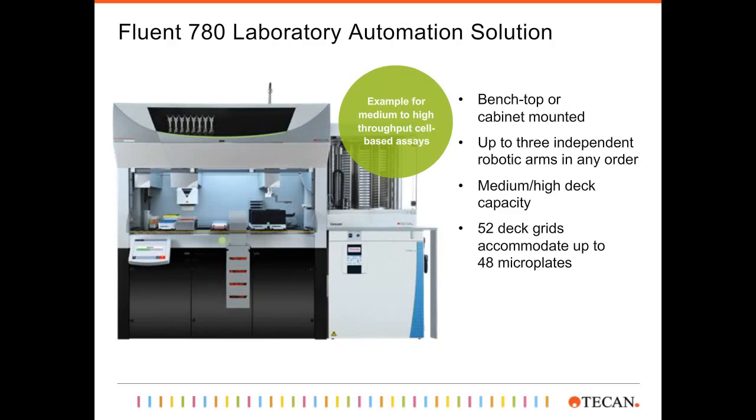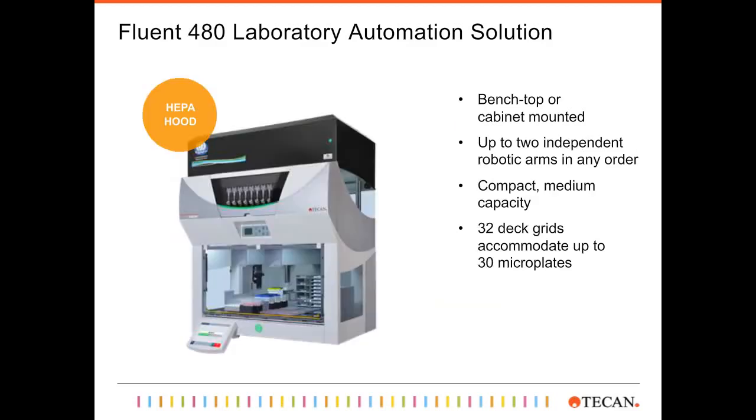The next one is the Fluent 480. This is the TWI instrument, the cute one, the small one, the incredibly compact and productive one for its footprint. This one can hold up to 30 microplates, 30 plate positions on the work table. One of the bigger differences here is that it can only have up to two arms. So all of these systems can have one arm or two arms. The 780 and the 1080 can have three arms.